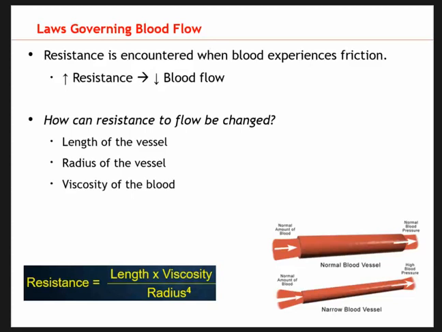And then last is viscosity of the blood. Blood viscosity is just talking about the thickness of the blood. How thick is it? If viscosity increases, we'll have a decrease in blood flow because now there's more friction there. So more friction of that blood to flow through the arteries. It's thicker. It doesn't move as quickly.